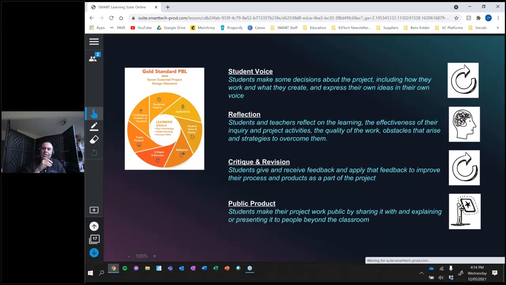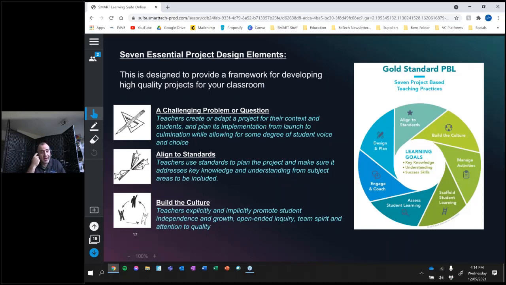So that's the design side. Now we're going to have a look at the teaching practices side. Yet again, there are 7 here. So the challenging problem question, again: teachers create and adapt a project for their context and students. You plan its implementation from launch to culmination while allowing for some degree of student voice and choice.